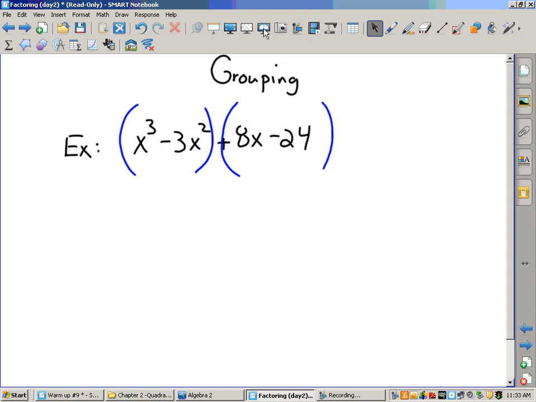If they are in descending order, the cube, the squared, okay, the linear term, and the constant, then you can group them. I'm going to factor out an x squared. And that leaves me with x minus 3. Does everybody agree with me? GCF, factored it out. I'm going to factor out what in this next one right here? Now we got just the 8, and what does that leave left? X minus 3.